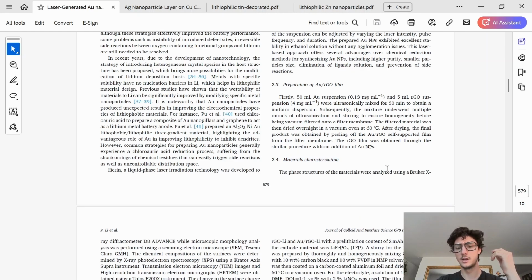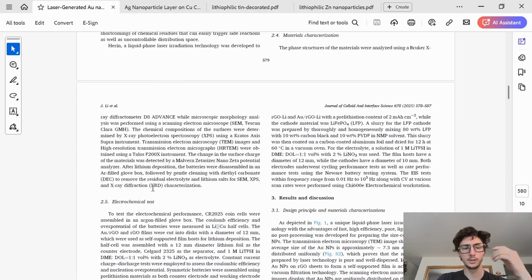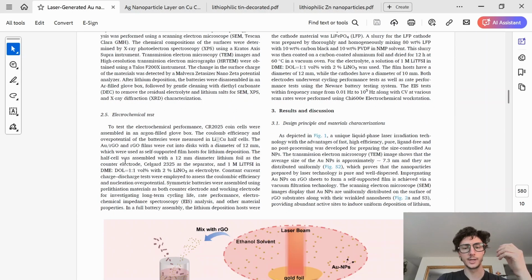This is a super interesting category. They use a bunch of different analysis techniques to see if what they're making is actually accurate to what they theorize. So they have a couple machines here that they're going to use. They also have electrochemical tests, which are interesting to me. Let's just take a look at this.